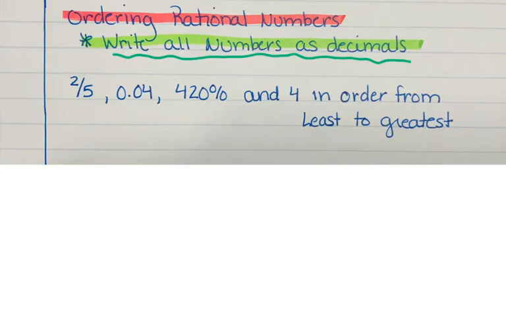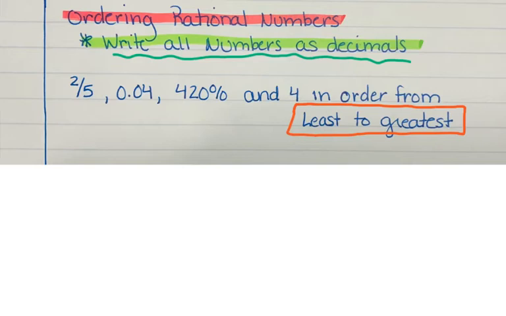As I read this, it says 2/5, 0 and 400ths, 420%, and 4 in order from least to greatest. It's always important to highlight that part. Find the part where it's actually in the directions, because sometimes it might be greatest to least, and we tend to think it's only going to be least to greatest, so we just start ordering them without really reading the directions.